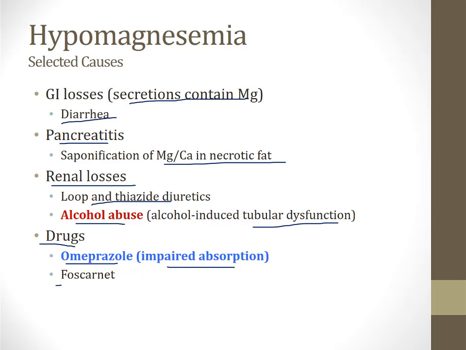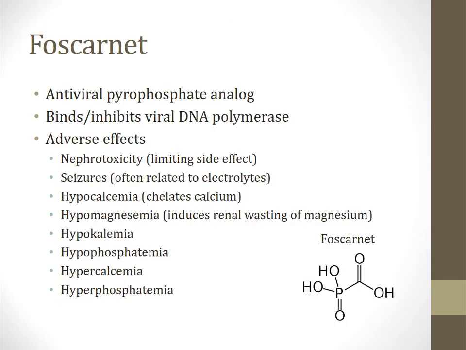And another one is Foscarnet, which is an antiviral drug. So let's talk about this now. In the infectious disease section in the video on antiviral drugs, I talk about Foscarnet. It's an antiviral pyrophosphate analog. This is its structure down here on the screen. It looks a lot like phosphate, and it works by binding and inhibiting viral DNA polymerase, and it's used in treating a number of viral infections, including CMV.